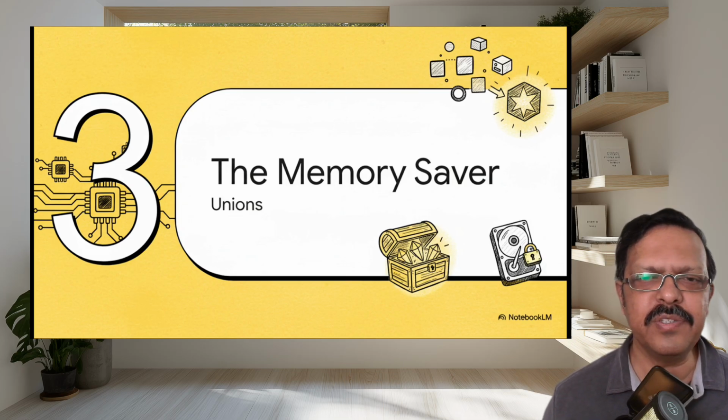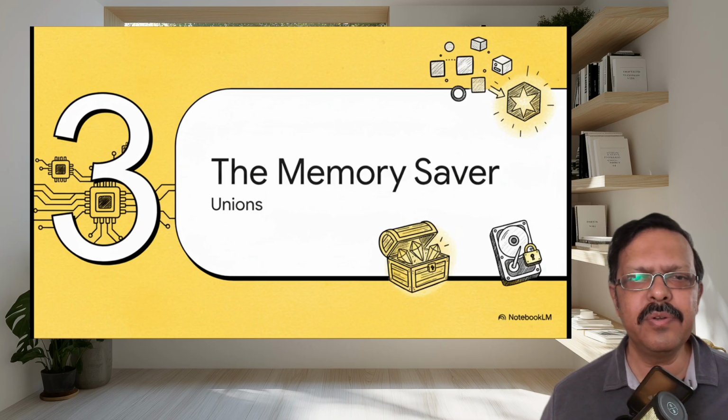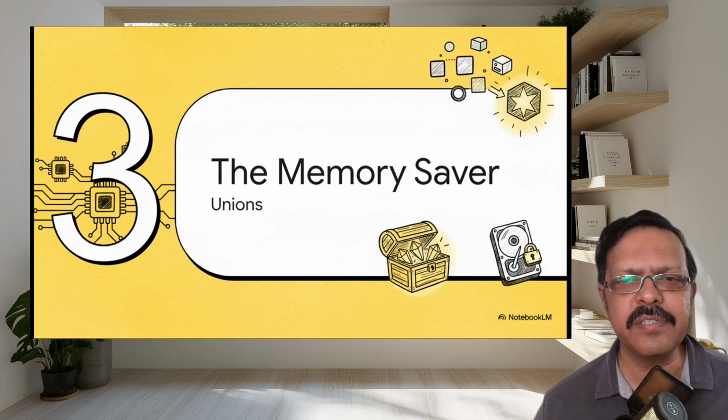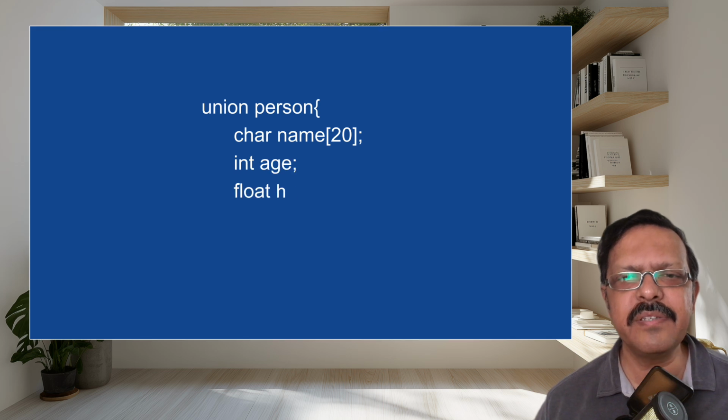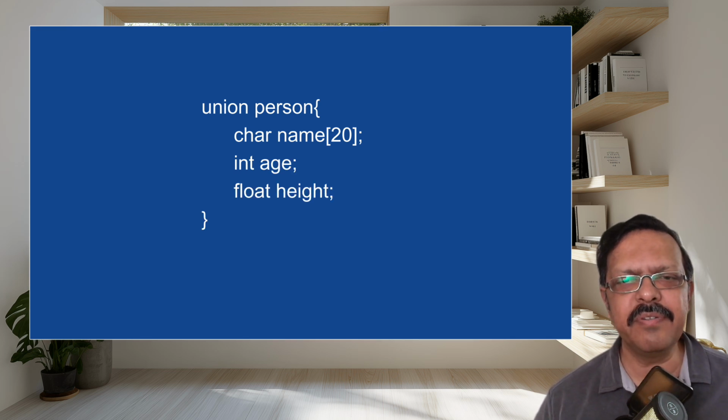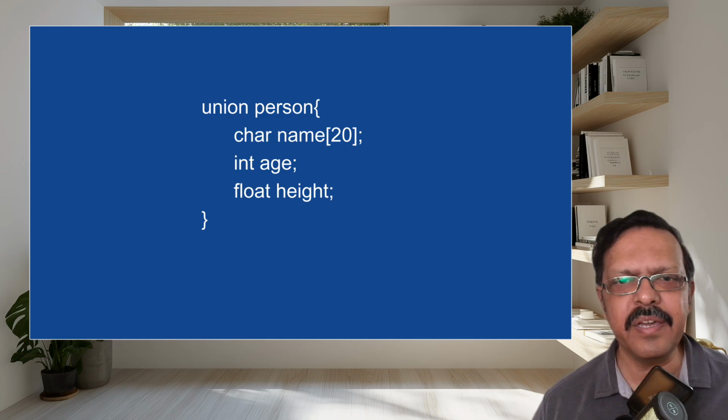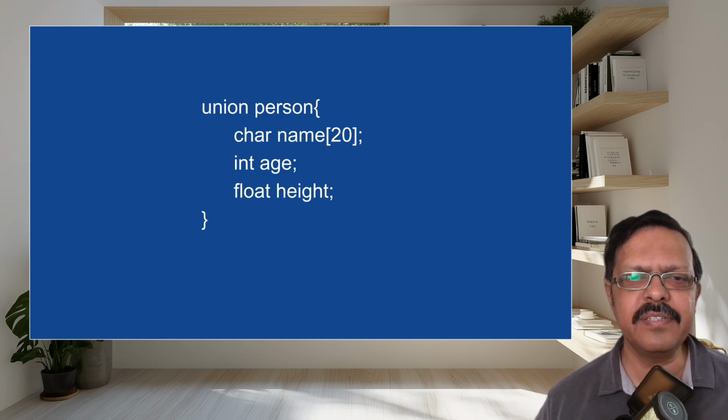Let's look at how union is useful for us. A union looks almost identical to a structure. Instead of struct, you call it a union and you start defining the same structure. If we take the person as an example, you can still define the same structure as name, age, height. But there is one key difference between a union and a structure.